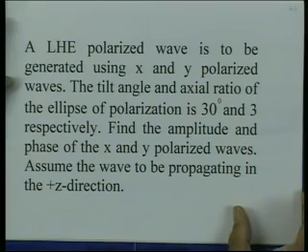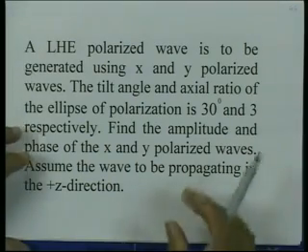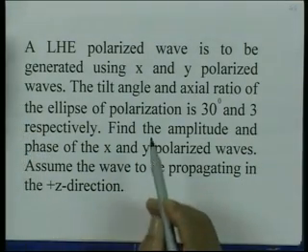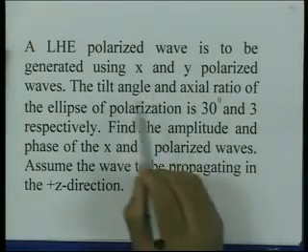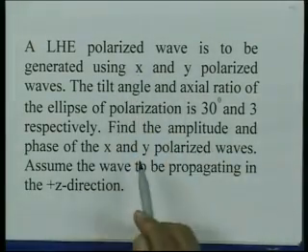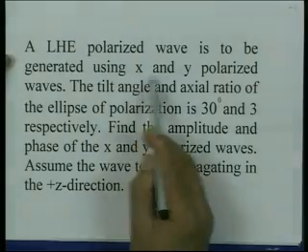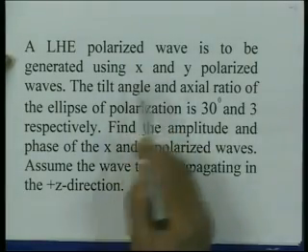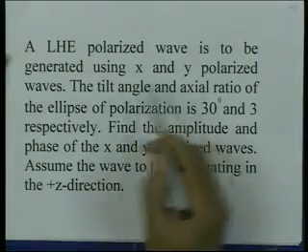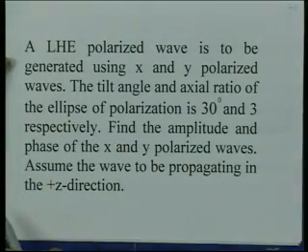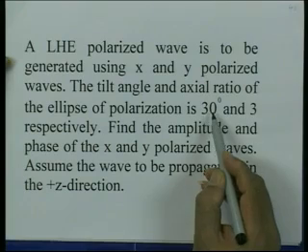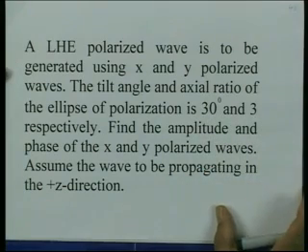So, this problem again is a very straightforward problem. Essentially what we are saying is that if we have two orthogonal polarizations, which are x and y, in what proportion they should be combined together to generate an elliptically polarized wave which has a left-handed sense of rotation and has a tilt angle of 30 degrees and axial ratio of 3.